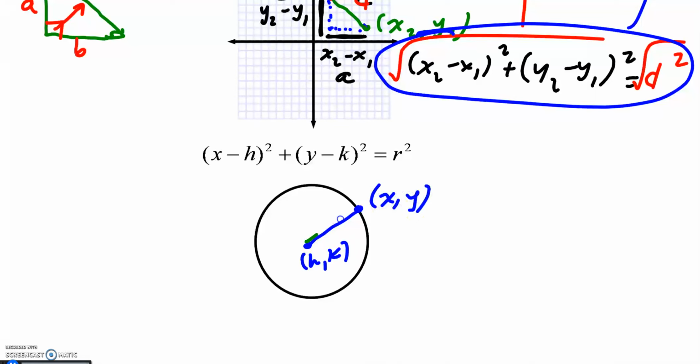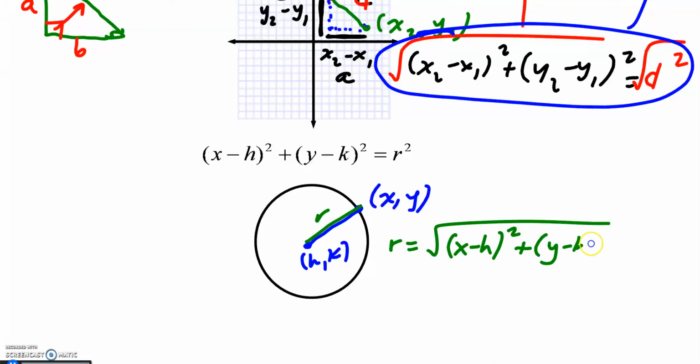If I wanted to find this radius here, I again could use the distance formula or the Pythagorean theorem. Because the distance formula has already been proven, let me use it. So I would say that this distance r is equal to the 2 x values subtracted, so x minus h squared, plus the 2 y values subtracted, y minus k squared, all under a square root, equals the radius.